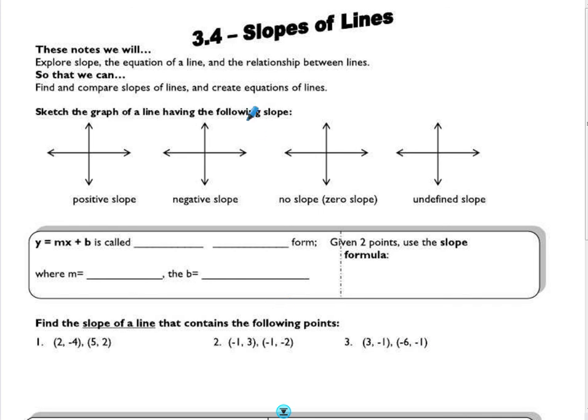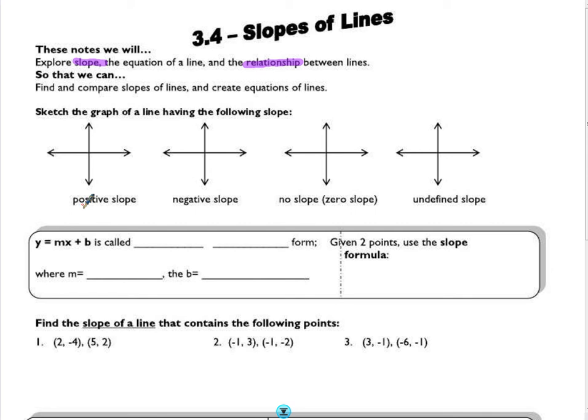Hey guys, we're going to do a little lesson here on 3.4, slopes of lines. We're going to explore slope in terms of a rate of change. We're also going to look at how that relates to the equation of a line, and we're going to talk about parallel and perpendicular lines and their relationships compared to their slopes. So first, in 3.4, we're going to look at the four possibilities when it comes to describing a slope.